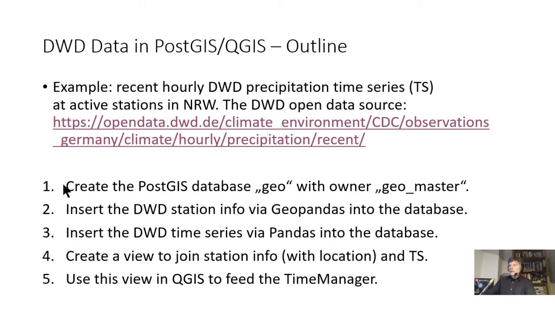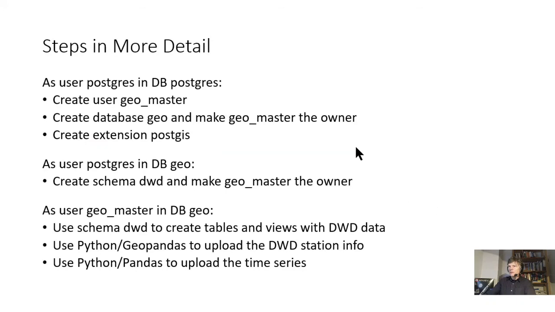So, we created the PostGIS database geo with owner geomaster. We inserted the DWD station info via geopandas into the database. We inserted the DWD time series via pandas into the database directly. And we created a view to join the station info with the geometry column, and the time series. And then we use this view in QGIS to feed the time manager. So, yeah, that's what we have achieved.